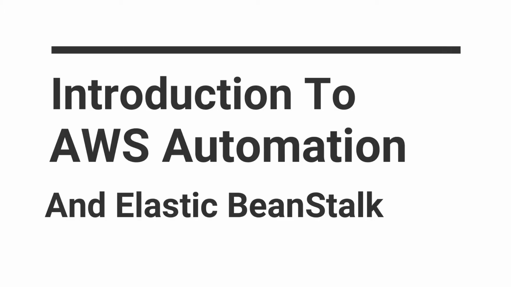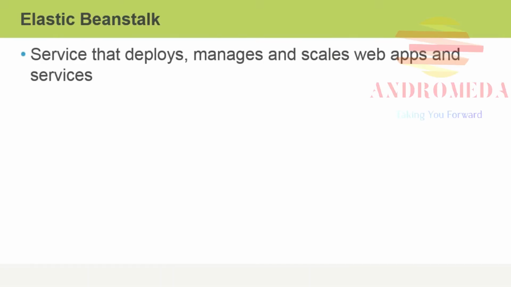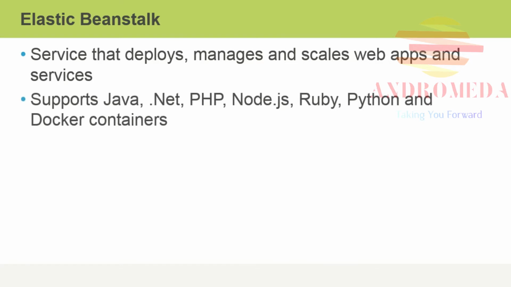In this lesson, I'll introduce you to Amazon Web Services automation, including Elastic Beanstalk and CloudFormation. Elastic Beanstalk is an easy-to-use service that deploys, manages, and scales web apps and services. Elastic Beanstalk supports Java, .NET, PHP, Node.js, Ruby, Python, and Docker containers.